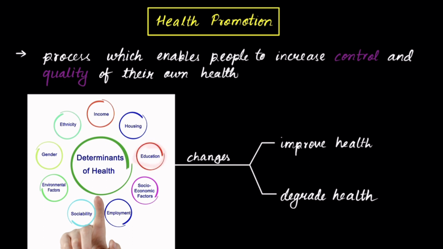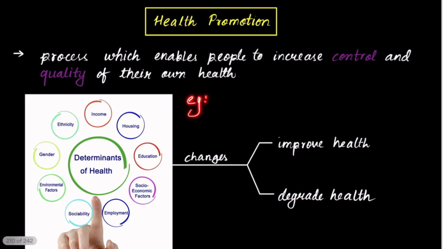Similarly, education. A person who has received proper education has enough knowledge about ways to improve and promote their own health. Similarly, environmental factor. Let's say you stay in a city which has high levels of air pollution. Obviously, the pollution is going to affect your lungs, degrade your health, and basically harm you or stop you from promoting your own health. So these various determinants, when they change, they bring change in your health as well. So changes in determinants of health change your health. Either they improve your health or degrade your health.